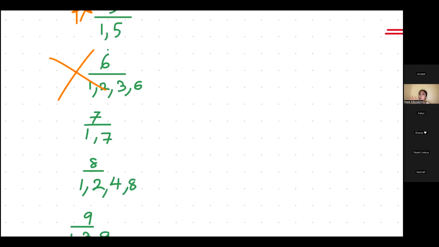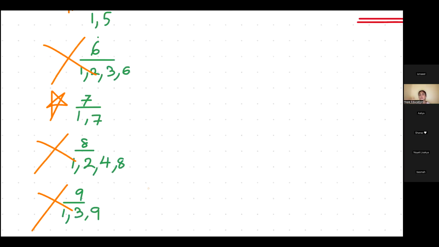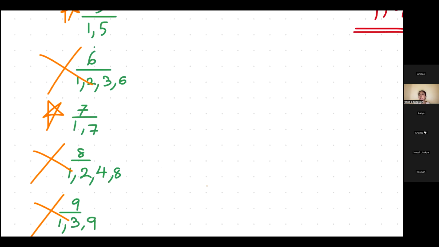It's not a prime number because it has 4 factors. 7 is a prime number. 8 is not a prime number, again it has 4 factors. 9 is also not a prime number because it again has 3 factors. If any number has only 2 factors, we call them prime numbers. For this, we are only using prime numbers.